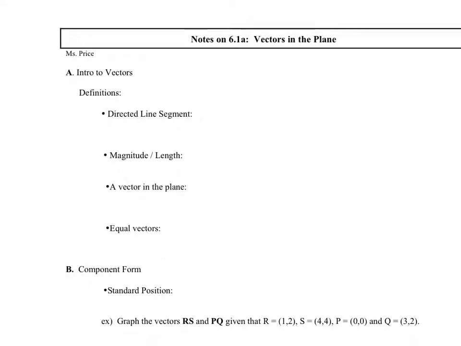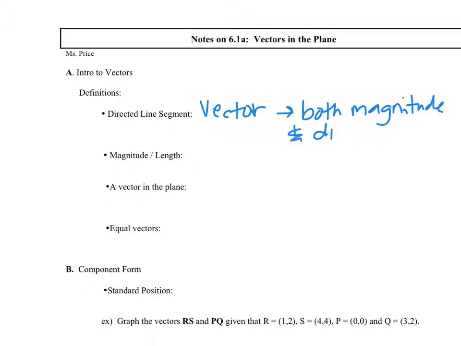All right, so chapter 6. First of all, let's start off with some definitions, okay? So a directed line segment is called a vector. And a vector, of course, has both magnitude and direction. We'll talk about what magnitude means in just a minute.